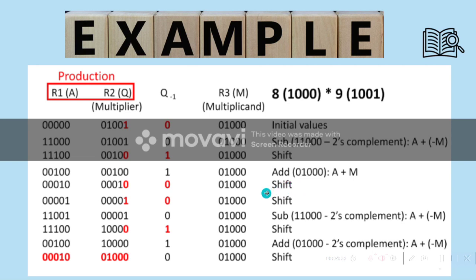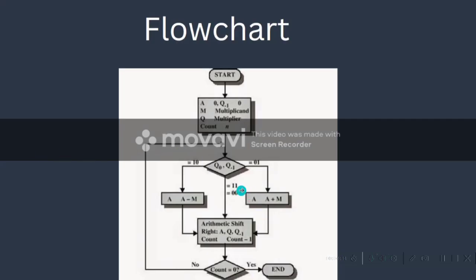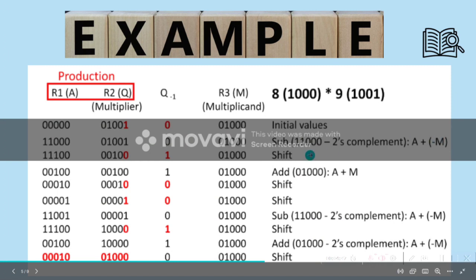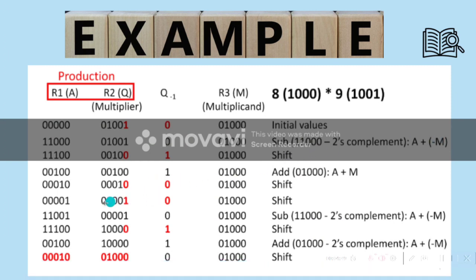Now we'll move to the second count. Into the second count, we can see that the digits are ending with 0 and 0, and I have said that if the digits are ending in 11 or 00, we have to perform directly the arithmetic shift operation. So I will be performing the arithmetic shift operation directly, and the result is printed into the next line.